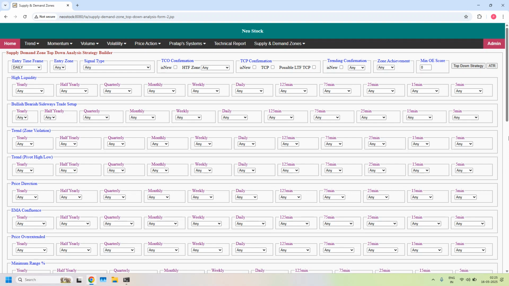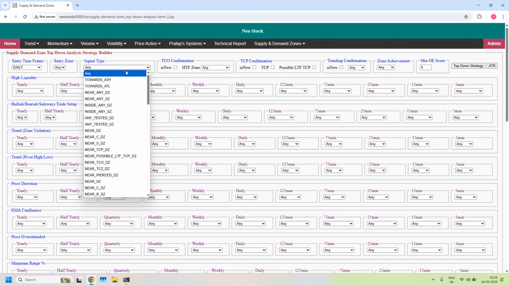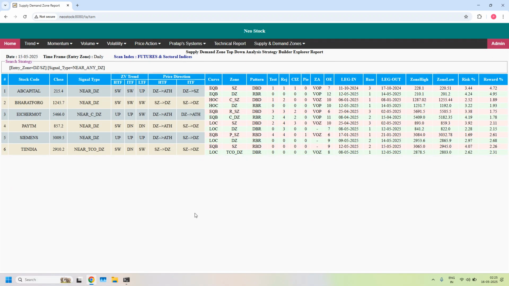Okay, now let me generate different supply demand zone reports. First, I'm going to generate finding the stocks near daily and 75 minutes high liquidity zones. So starting with the daily time frame, generating stocks near daily demand zone. We got 6 stocks. Let us identify high liquidity zones.